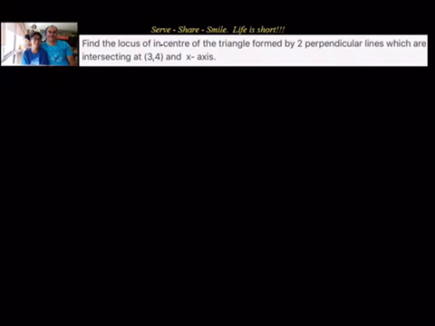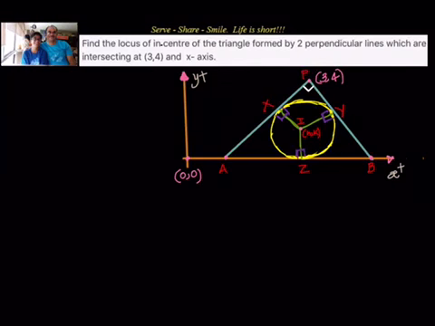So let us see how this diagram will look. Let's look at this diagram and try to understand what we have been given. Find the locus of incenter of the triangle. This is the incenter of the triangle. That's an incircle. Now the triangle is formed by two perpendicular lines. AP, PB are two perpendicular lines which are intersecting at (3, 4) and the x-axis. So this is our x-axis and these are the two lines. So triangle APB is a triangle formed by two lines intersecting at (3, 4) and the x-axis.